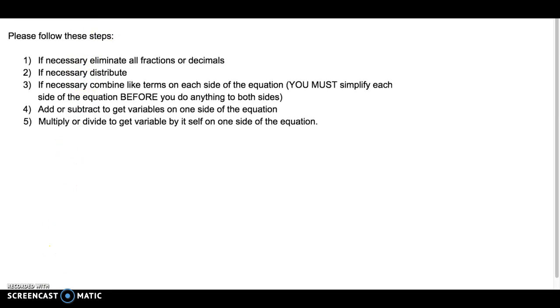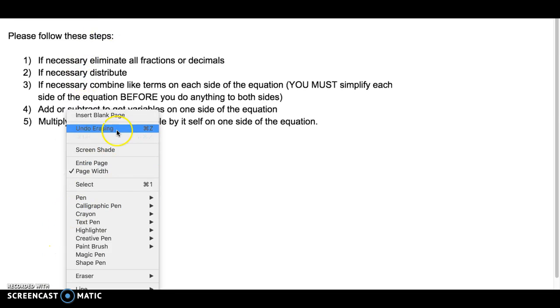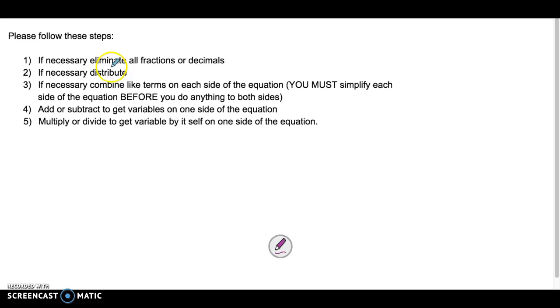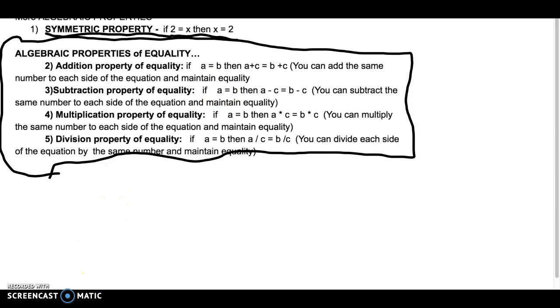how to solve equations. Definitely like you to follow these rules. You always want to see, first of all, if you have to get rid of a fraction or decimal, get rid of that first. Much easier to deal with whole numbers or integers. If you need to distribute, you must do that. If after you distribute, there's like terms to combine, you have to combine like terms before you start adding and subtracting. I'm really pretty strict on that because you end up confusing yourself and getting the wrong answer if you don't simplify each side of the equation first. Then you add or subtract to get the variable on one side, multiply or divide to get the variable by itself on one side. So we are doing over the properties. I did that a little backwards.